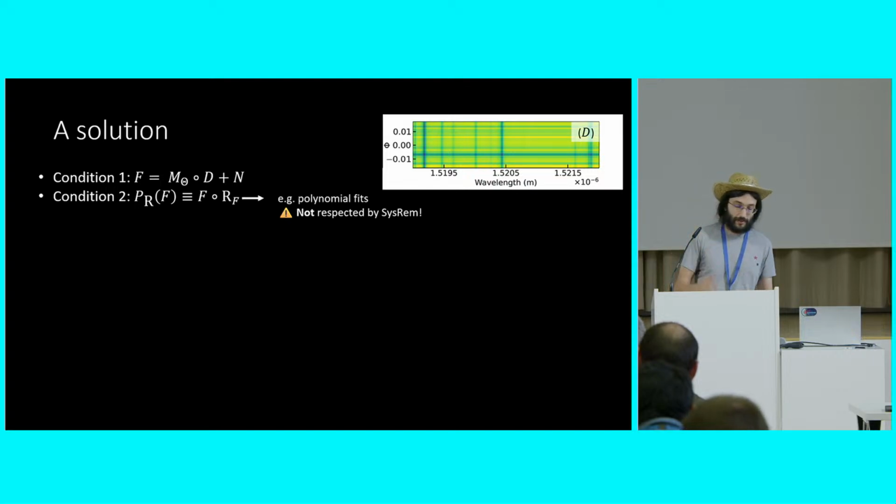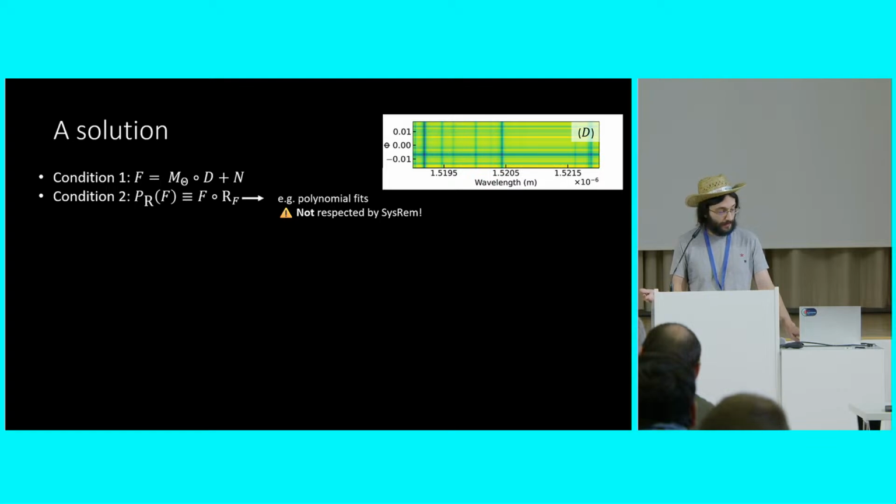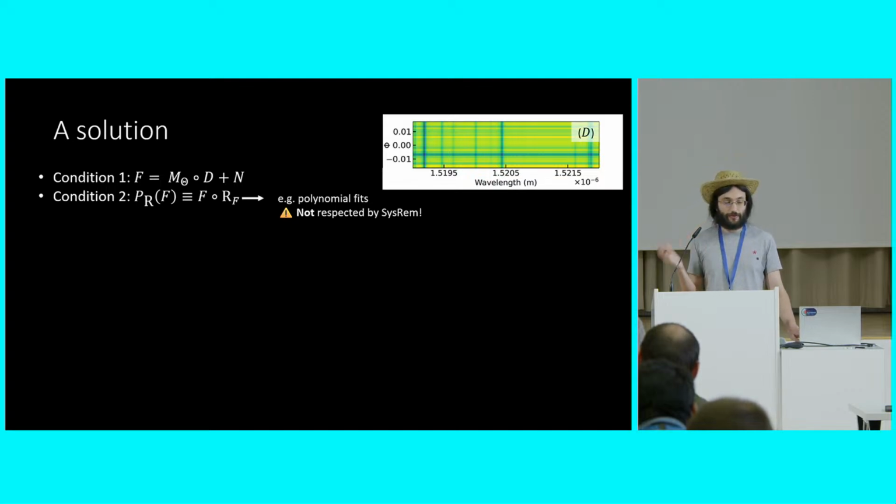For example, if you prepare your data, it must be your data element-wise multiplied with the preparing matrix, which is what your preparing pipeline does to your data. And I insist that it must be only an element-wise multiplication. So this works, for example, if you do some polynomial fits and you divide your data by the fits. But this doesn't work with, for example, SysRem, because in SysRem at some point you need to subtract something.